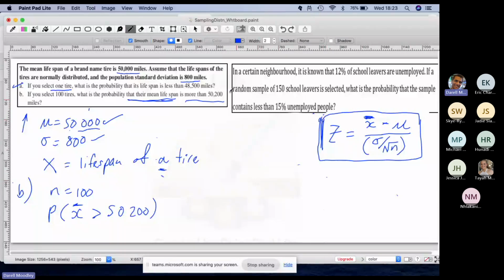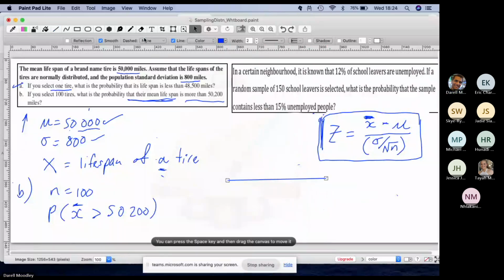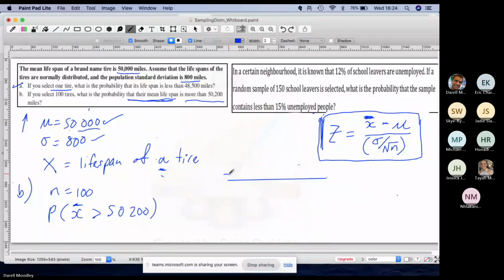All right, so that means what we have is this graph here. And instead of X on the axis, we have X bar. That's we're trying to look at the sample mean, X bar, that is centered at the true mean, 50,000. And they're asking us the probability of X bar being greater than 50,200.